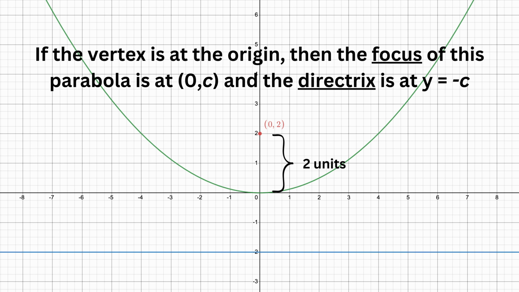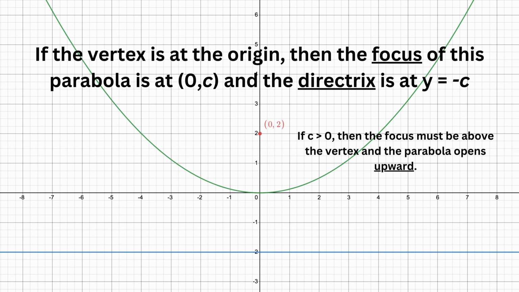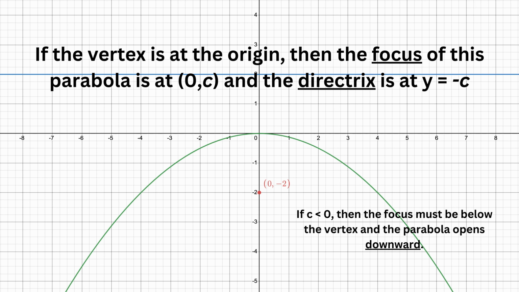Recall that the distance of vertex to the focus and the distance of vertex to the nearest point on the directrix are the same. Also, although focal length c is a distance, it is important to note that we will be giving c a positive or negative sign. This is important so that it can tell us whether the parabola opens upward or downward. So if c is greater than 0, or positive, then the focus must be above the vertex, and the parabola opens upward. And if the value of c is less than 0, or negative, then the focus must be below the vertex, and the parabola opens downward.